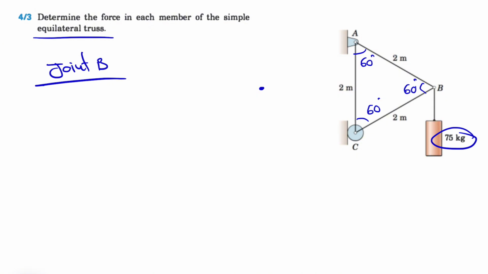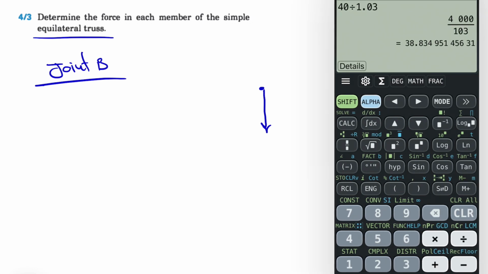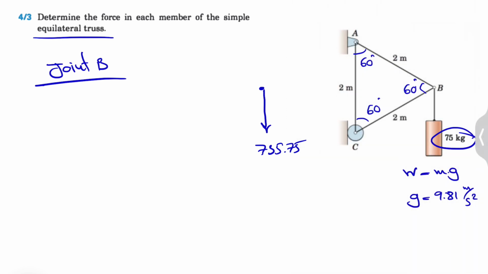So if you look at this, we'll see that we have a weight that has a mass of 75 kilograms, but what we are interested in here is the weight, not the mass. So if we want to find the weight, we have mass times acceleration of gravity on Earth, which is 9.81. So we know our g is 9.81 meters per square second. So the first force that we have in here is the weight, and if we want to calculate it, we have 75 times 9.81, and that's going to give us 735.75.